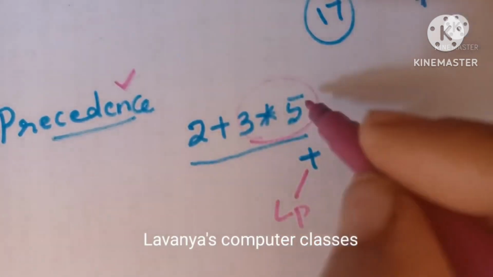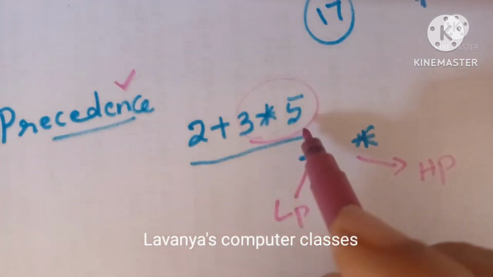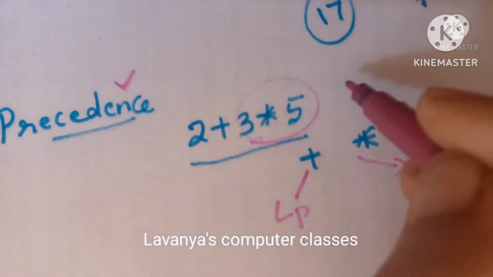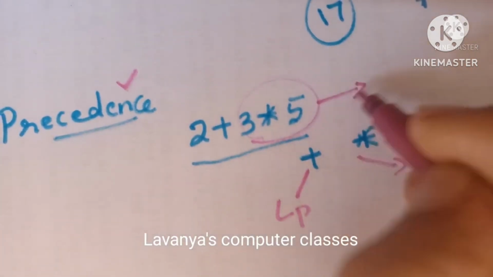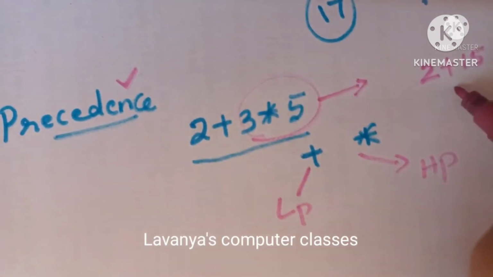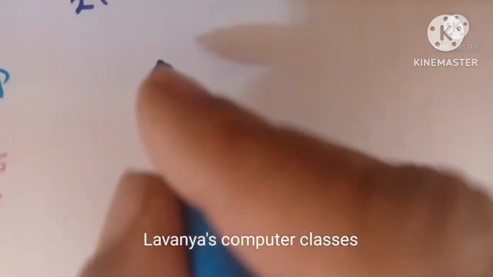3 into 5 is executed first, 15, because it contains the high priority operator. After that, the low priority operator, plus: 2 plus 15, that is 17. Now we'll give one more example. I will take one more example for associativity.